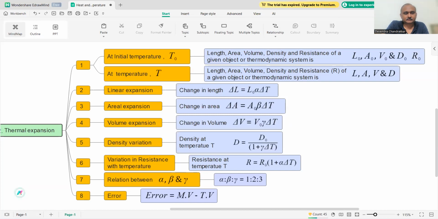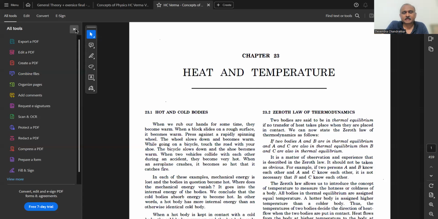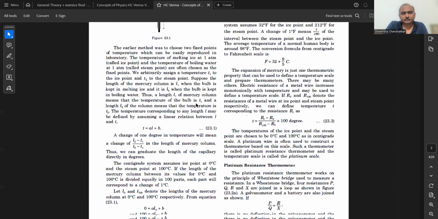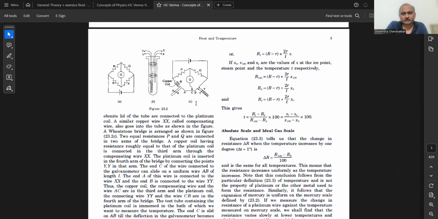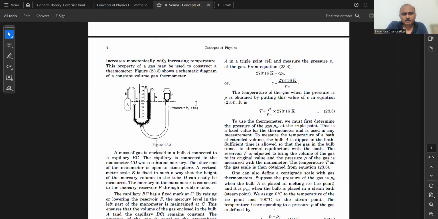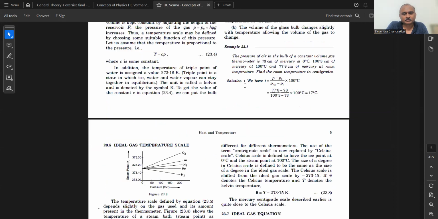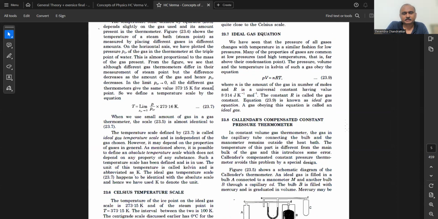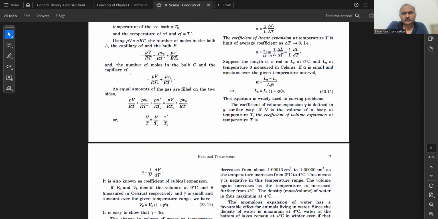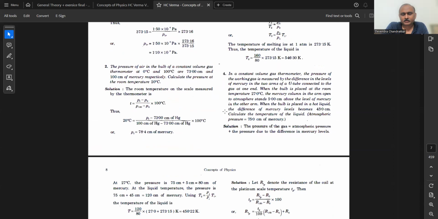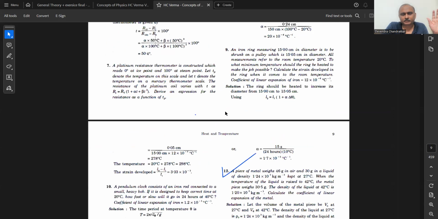Can you see this? So this is the chapter which you need to learn. Hot and cold bodies, read it. ये सब पढ़ना है, ये सब पढ़ाया है मैंने तुम्हें, ठीक है? Constant volume gas thermometer, just look at the formulas and understand what is happening there. Ideal gas temperature scale, ideal gas equation क्या होता है, ये सब पढ़ रखा है तुमने, एक बार और पढ़ लेना इसको, ठीक है? Solve worked out examples, all of you.